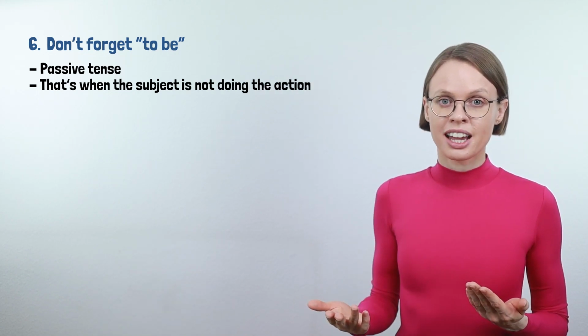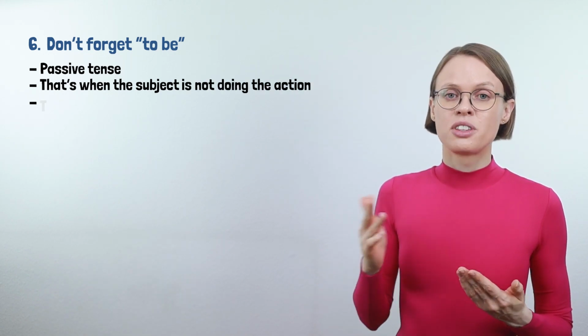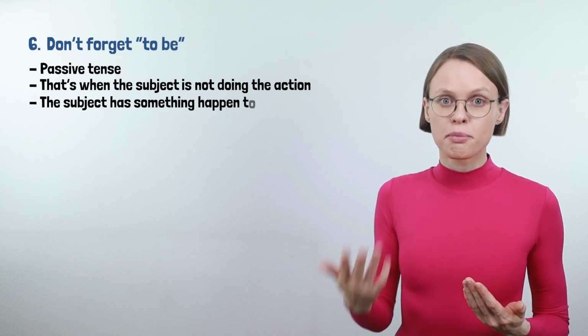My last comment is not to forget to be. While I'm talking about grammar, I also want to mention the to be verb. The academic lecturer often talks about things which happen to something else, and those are often in the passive tense. That's when the subject is not doing the action. Instead, the subject has something happen to it.